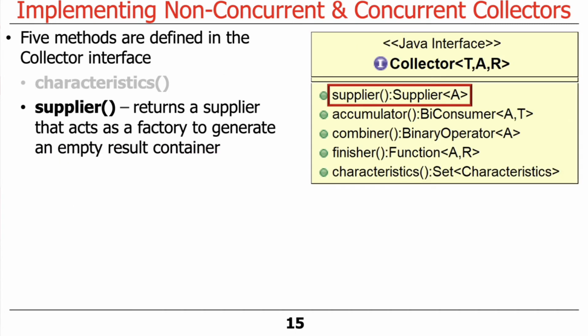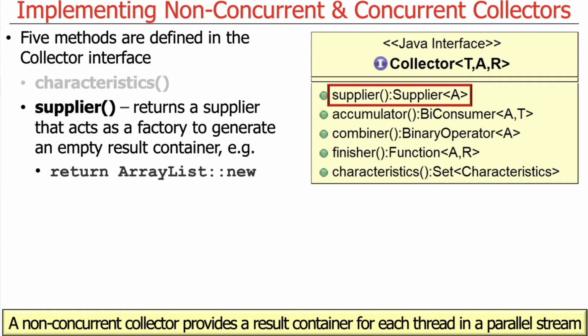The next method we're going to talk about is the supplier. This is a factory method that returns a Supplier, which is a data type from modern Java that acts as a factory to generate an empty result container. Let's take a look at a very common example. This is probably the most common result that's returned from supplier, which is a constructor reference to ArrayList.